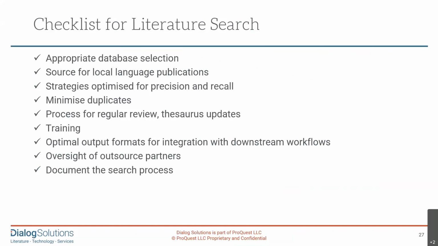Do the teams responsible for literature search get regular training? Are they up to date with the fact that there are new subheadings in Embase, or there's a new alert manager system that they can use? And are your output formats really helping the downstream workflows? Do you have oversight of your outsourced partners? And are you documenting the search process? It's quite a lot we've covered. I'm just going to pause there and ask Julie if there are any questions in the chat.